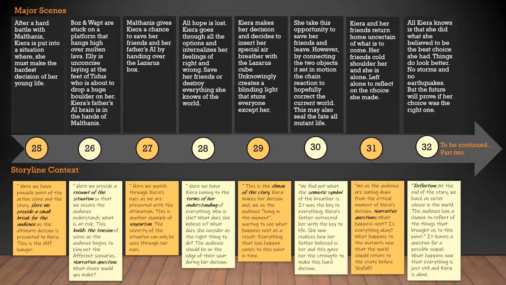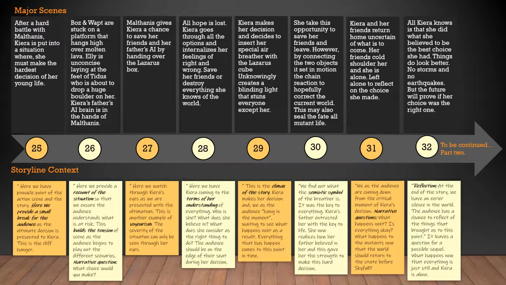In scene 30, she takes this opportunity to save her friends and leave. However, by connecting the two objects, it set in motion a chain reaction that may actually fix the world. However, it may also seal the fate of all mutant life. At this point, we as the audience find out what the semiotic symbol of the breather was. It was the key to everything. Kara's father entrusted her with the key to life. She now realizes how her father believed in her and gave her the strength to make the world's hardest decision.